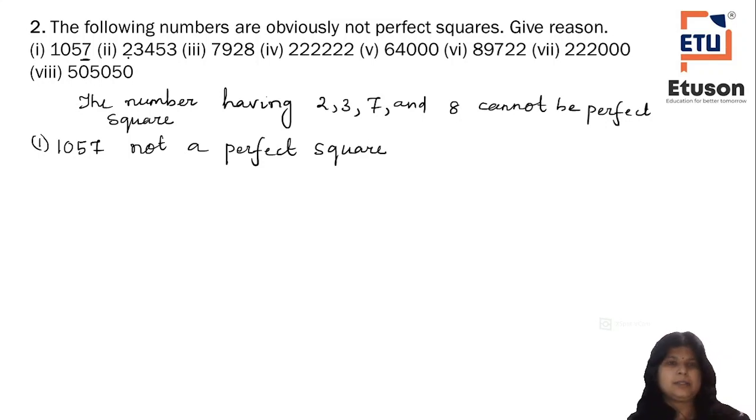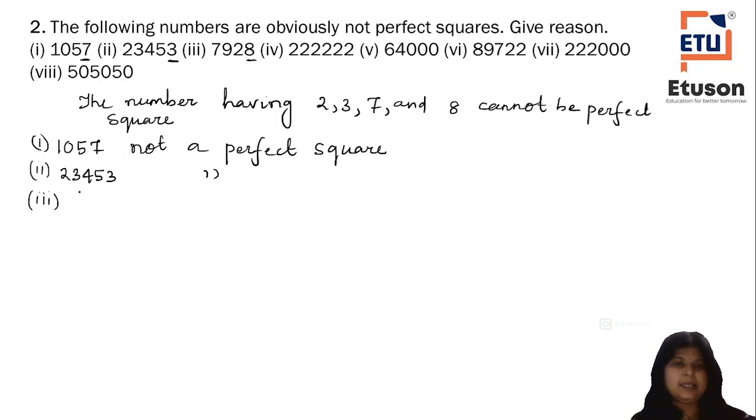Now look at the second number, 23,453. What is there in the last digit, or unit digit? It is 3. So 23,453 is not a perfect square as it has 3 at its unit place. Now look at 7,928. What is there at the units place? It is 8. So 7,928 cannot be a perfect square. Now look at the next number. What is there in the last digit, unit digit? It is 2. So the number cannot be a perfect square.